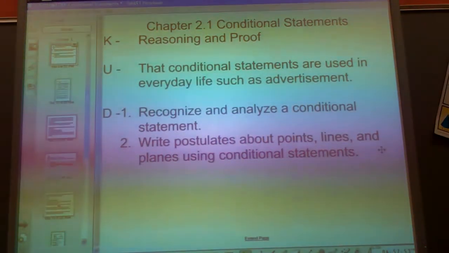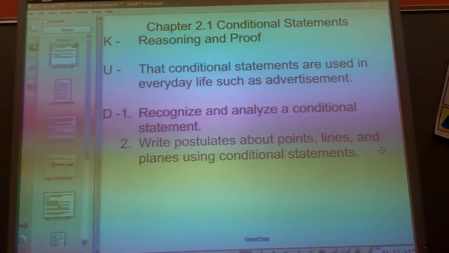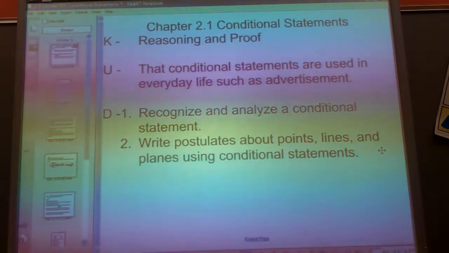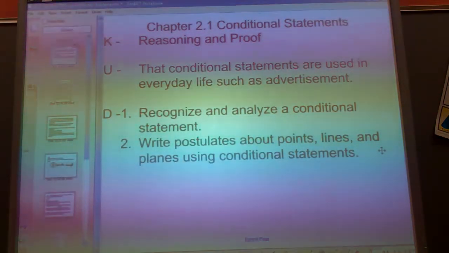This is Chapter 2-1, Conditional Statements. Please copy your notes, hit pause so you can do so.